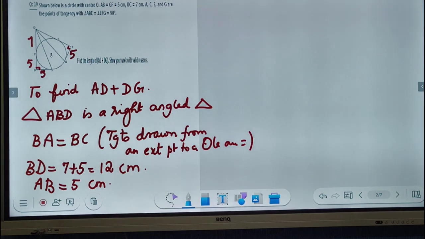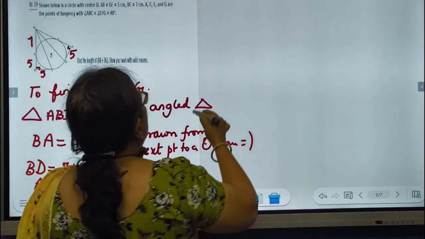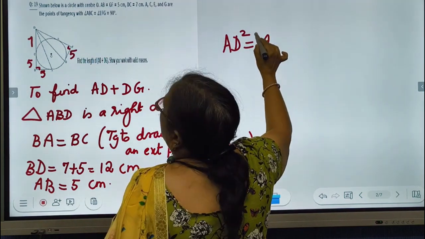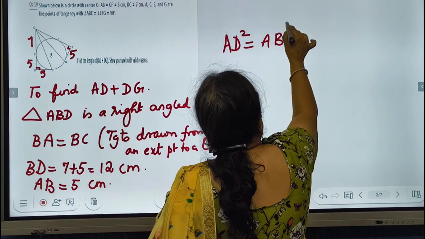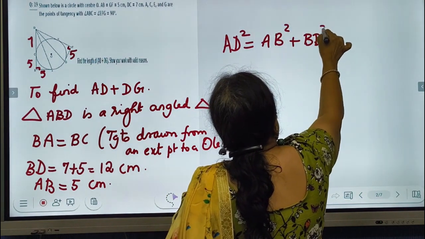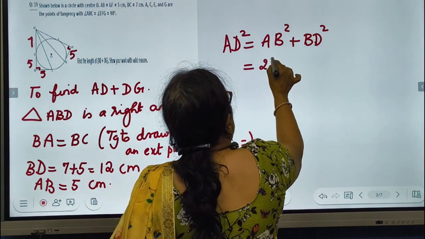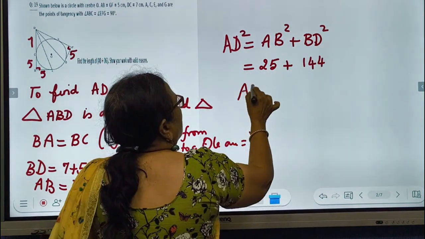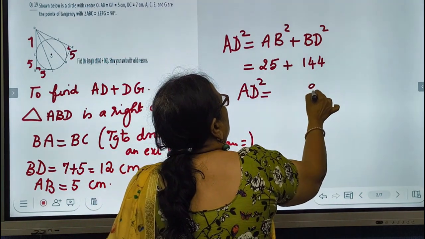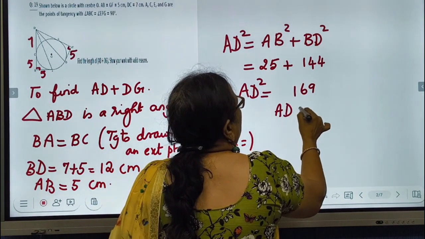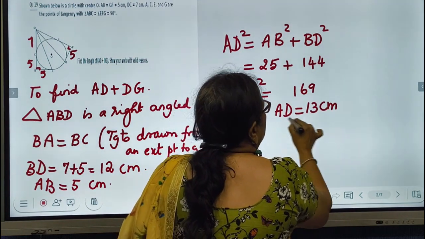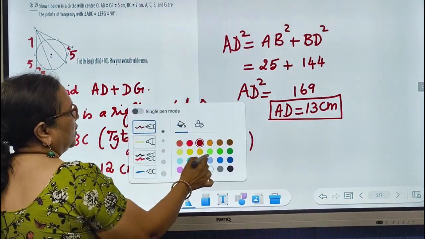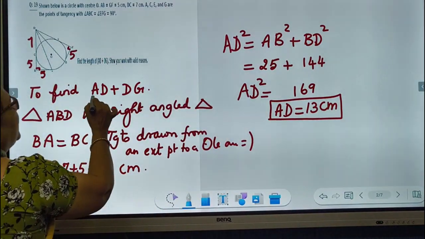How do I find the length of the hypotenuse? By using Pythagoras theorem. So AD square is equal to AB square plus BD square. What is AB square? 25. What is BD square? 144. So AD square equal to 169. So AD equal to 13 centimeter. Okay. Now we need to find AD plus DG.